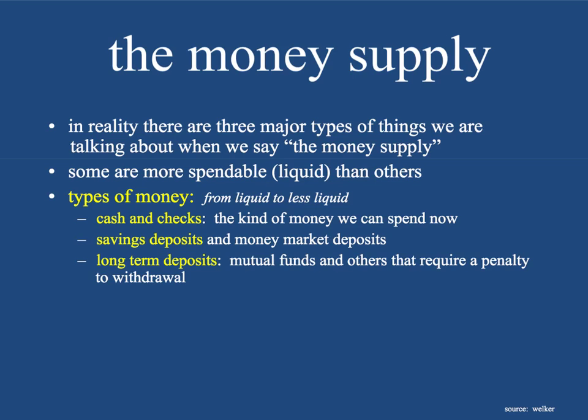So in any event, those are 3 types of money: cash and checks, savings deposits, and long-term deposits, and all of those contribute to what's called the money supply, because the money supply is the amount of money that is actually able to circulate in the economy at any given time, and some of them are more liquid than others.